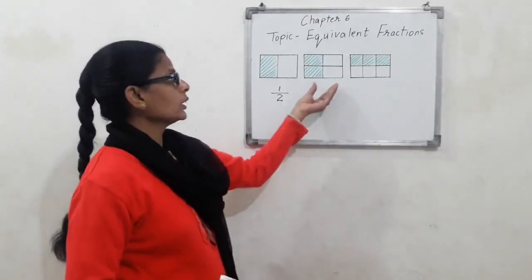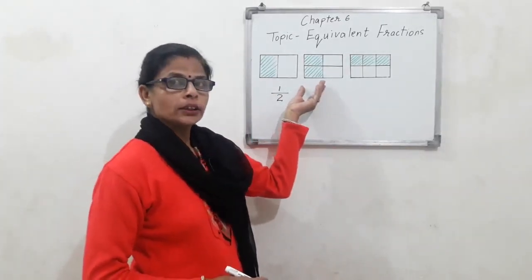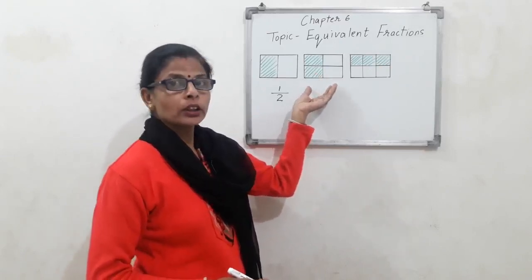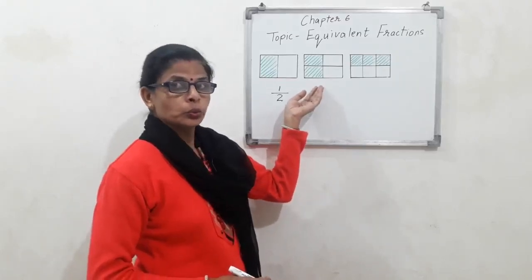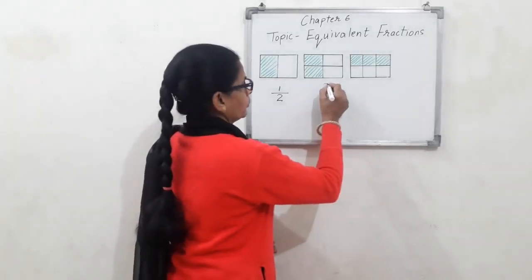Now in the next rectangle, how many total parts are there? There are 4 parts. I have divided the rectangle into 4 parts. And how many are shaded? 2. So what will the fraction be? 2 upon 4.